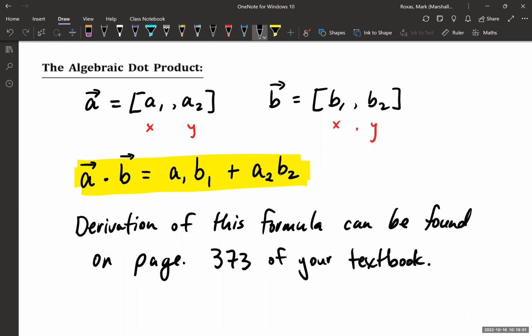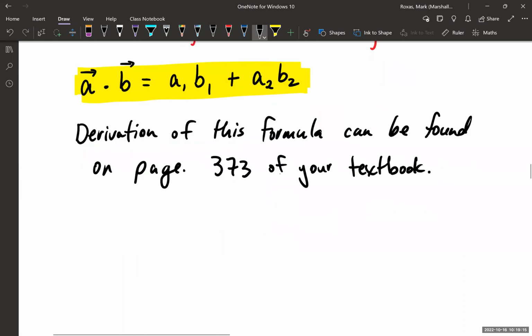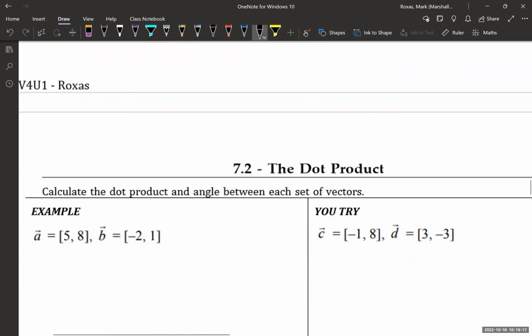Okay, so have a look at page 373, and you can find the derivation of the dot product. Now, you're not going to be expected to derive this, but you do have to know the formula. Here's the formula as presented, and we're going to be using it in some examples. Looking at the next page, here we are.